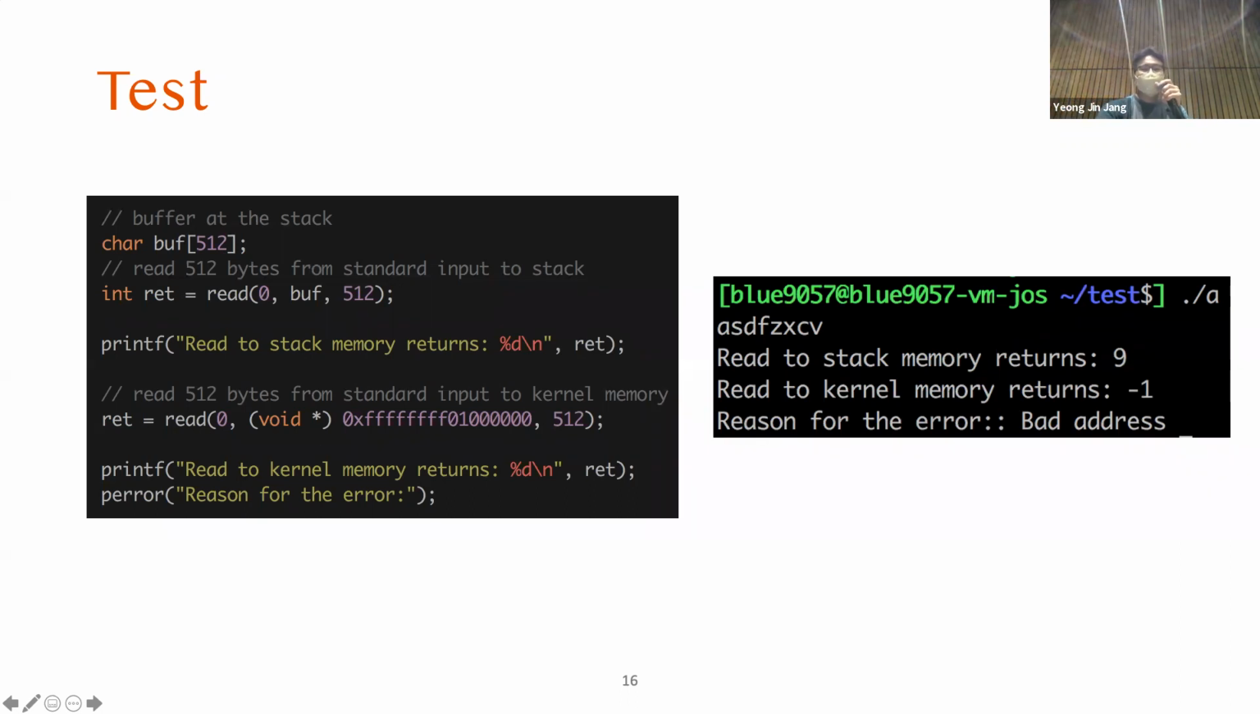But for the second system call, it just gave -1, and then the error is printed out, saying bad address, because the operating system has checked that and returned the corresponding return value for the bad address.